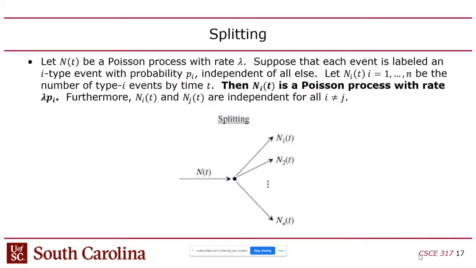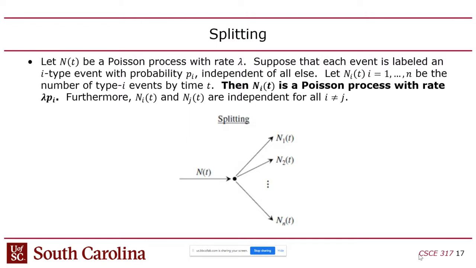Okay, and then we talked about splitting and superposition, which are pretty easy. Sorry, wait a minute. Let N of t be a Poisson process with rate lambda. Suppose that each event is labeled an I-type event with probability p of I. So you're weighting each of the types of events that are split off of the original one.